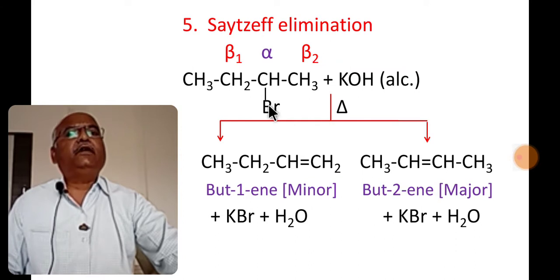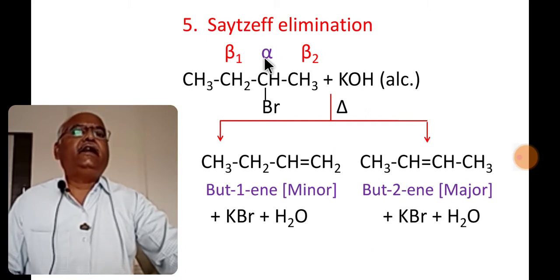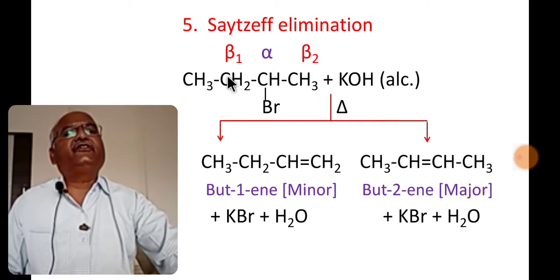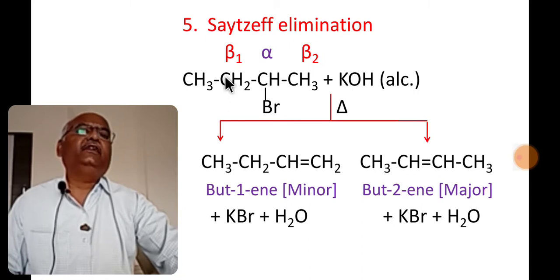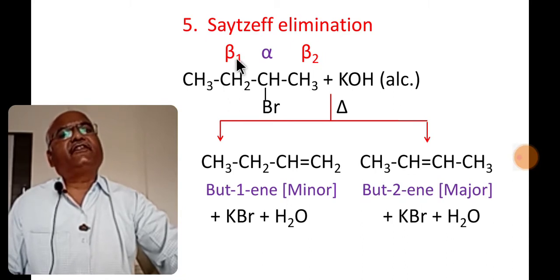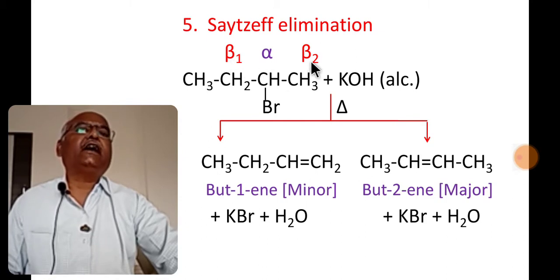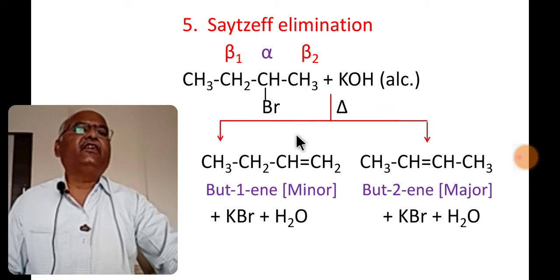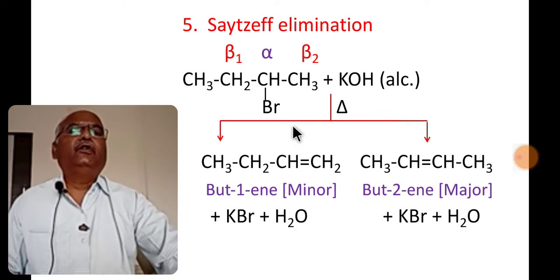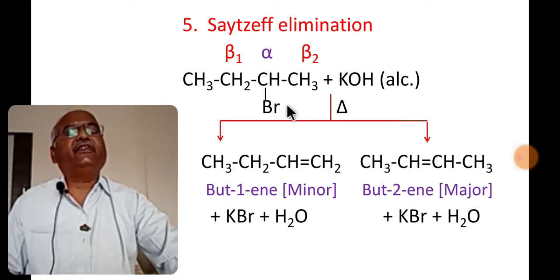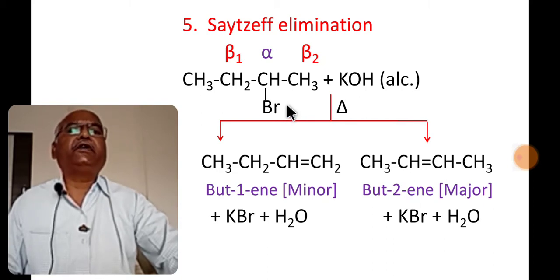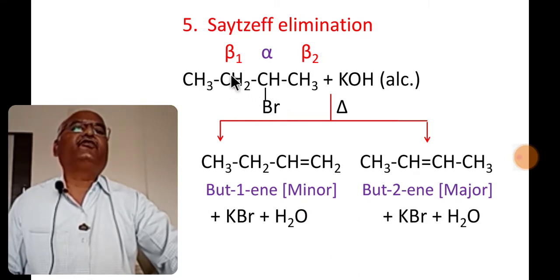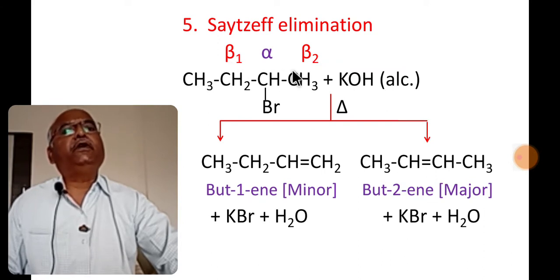Remember, the carbon to which bromine is attached is alpha carbon, and the carbon which is attached to alpha carbon is beta carbon. In this example, there are two beta carbon atoms, beta 1 and beta 2. Elimination reaction takes place. Now here there are two choices of eliminating beta hydrogen atom. The question arises which beta hydrogen is to be removed from beta 1 or beta 2.